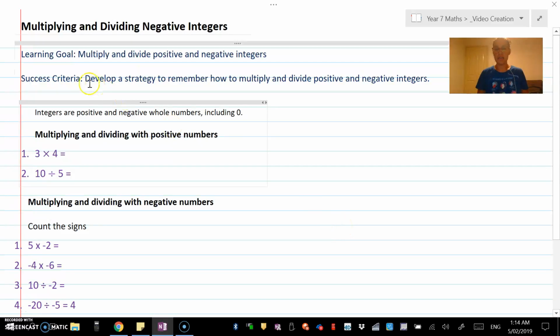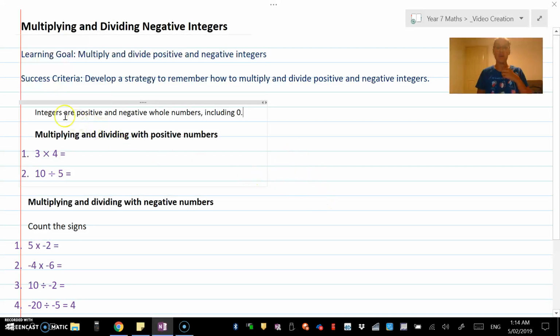Okay guys, in this video we're going to look at multiplying and dividing negative integers as well as positive ones. So our goal is to multiply and divide positive integers, and the success criteria is to develop a strategy. So remembering how to do your multiplication and division with your positive and negative numbers.